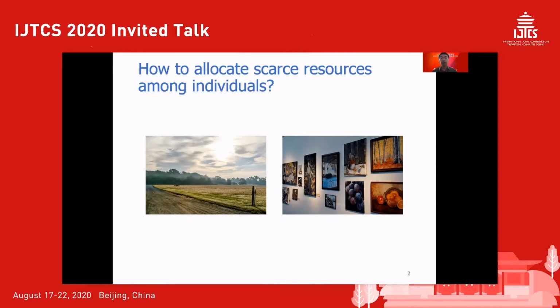The first class is divisible resource allocation. Here, land can be divided into arbitrary precision, so it's a divisible resource. And the second class, which has also gained quite a lot of popularity over the past few years, is indivisible resource allocation. Here we are to allocate indivisible items such as artworks here or others like cars or houses. In this talk, I will discuss each class very briefly separately, and then I will discuss how to combine these two settings altogether.